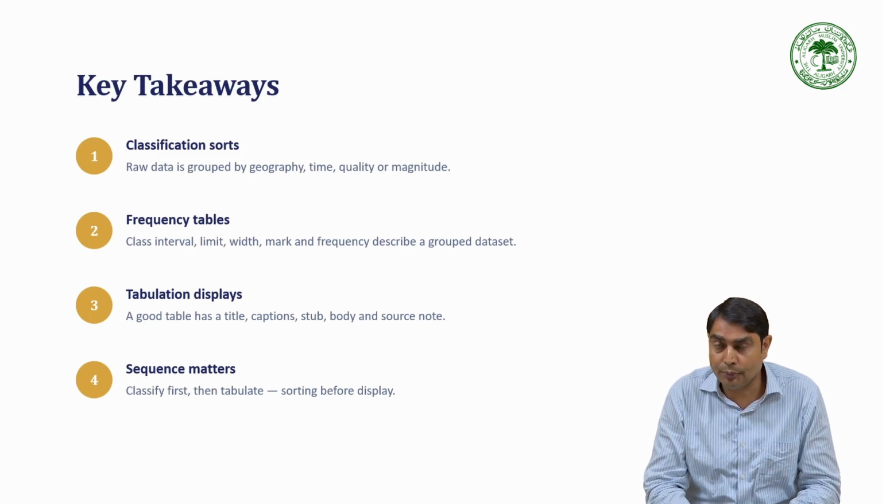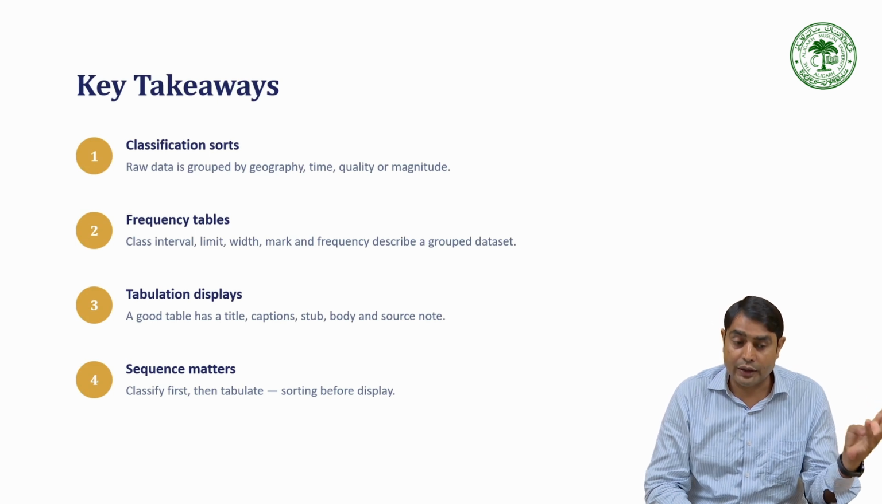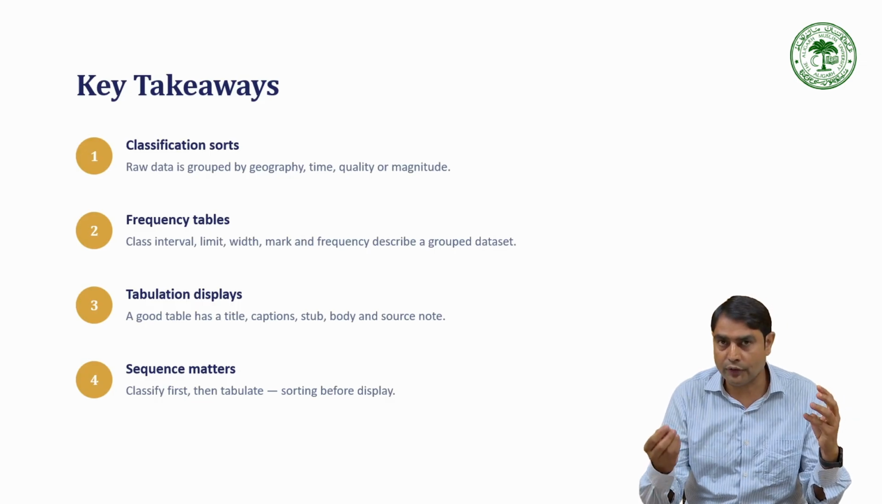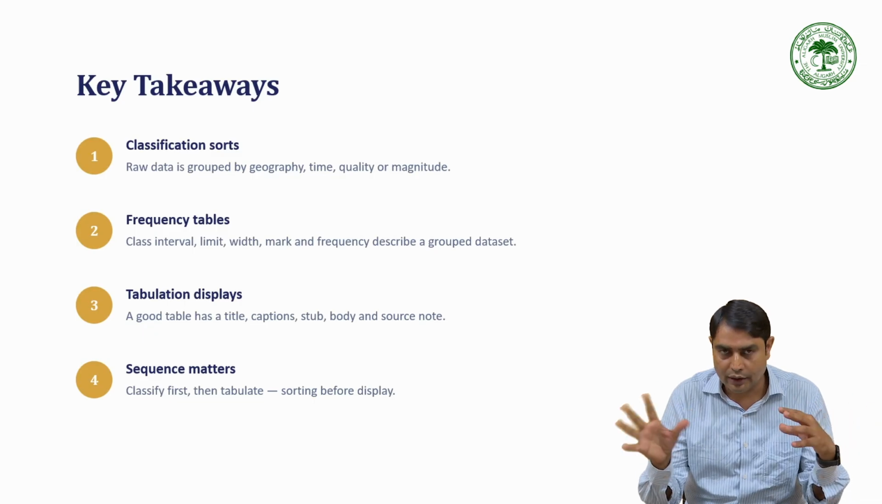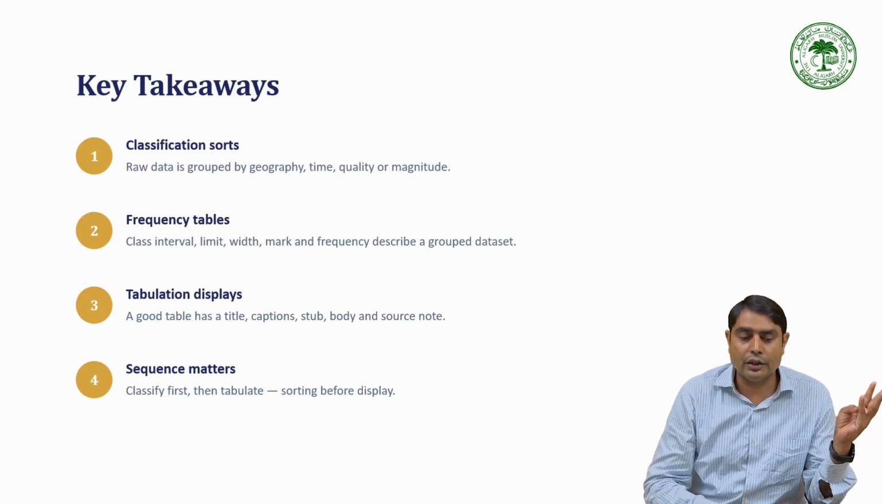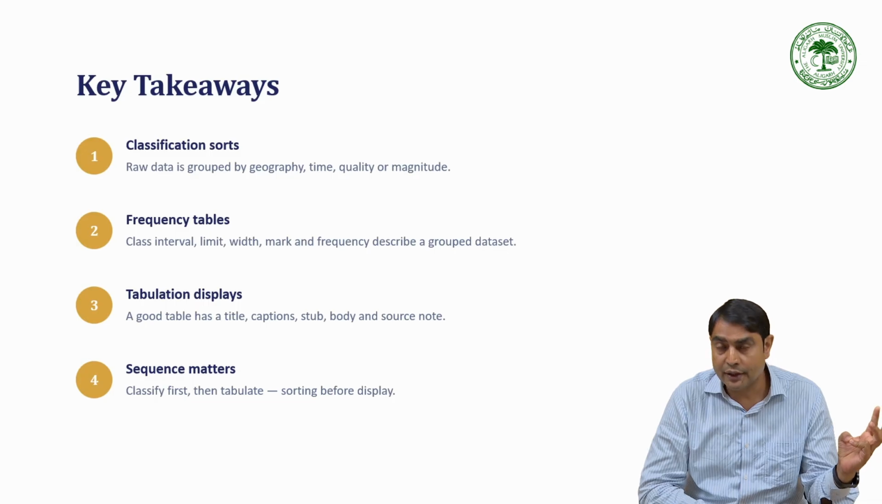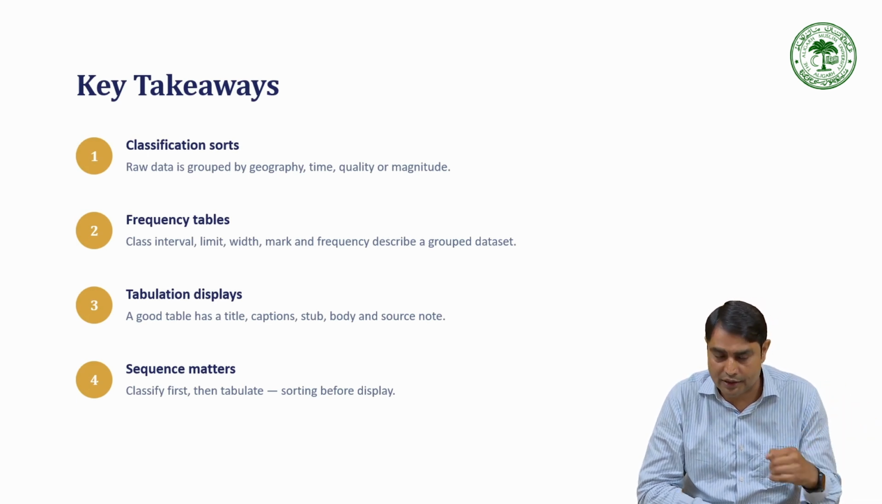So what are the key learnings from today's lecture? We learned about classification, how to convert raw data into grouped classes on the basis of geographical location, magnitude, time, quality, quantity, etc. Then we learned about frequency tables and the different types of frequencies, how to create frequencies, relative frequencies and cumulative frequencies. Then we learned about tabulation and its do's and don'ts. And lastly, how tabulation differs from classification.